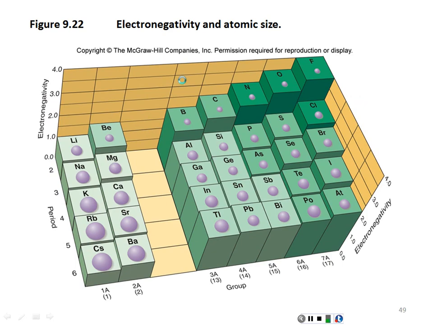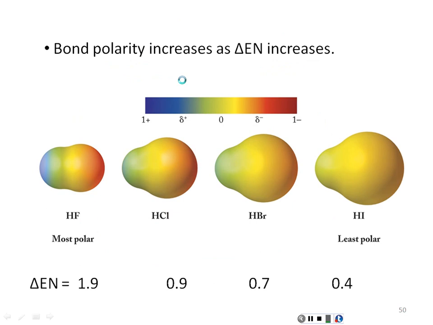Here's a figure that shows electronegativity with respect to atomic size, and you can see that it follows that trend really, really closely. The bigger an atom is, the less electronegative it is. The smaller an atom is, the more electronegative it is. Now, the polarity of a bond, that is how unequally the electrons are shared, increases as the change in electronegativity of the two atoms in that bond increases.